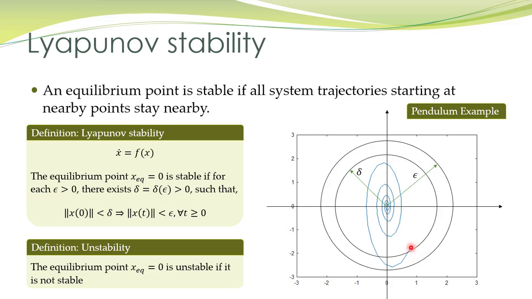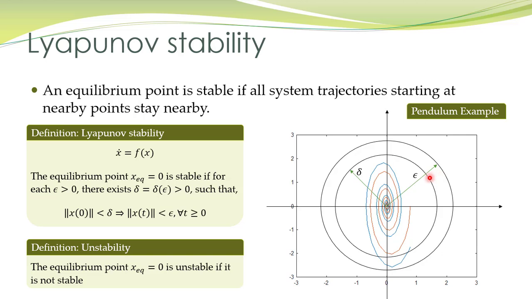We have plotted the trajectories for one initial condition, and here is the plot of trajectories for other initial conditions. So for all possible initial conditions, there are infinitely many possible initial conditions within this circle, the trajectories must stay within this bigger circle. And also this delta must exist for each value of epsilon.